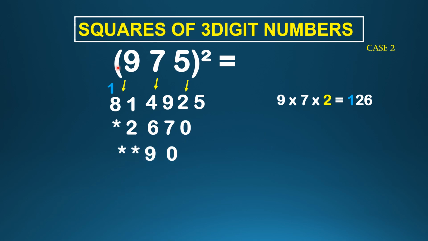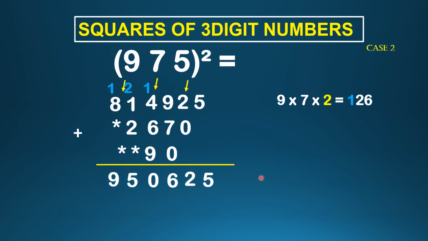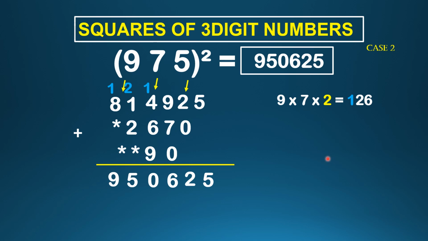Next step, multiply 9 into 5. 9 5s are 45, 45 2s are 90. Leaving the first two digits, write it as 90. Add it. 5, 2, 9 plus 7, it is 16. Next 6 plus 4, 10, 10 plus 1, 11, 11 plus 9, it is 20. 2 plus 2, 4 plus 1 is 5 and 8 plus 1 is 9. So 975 square is 950625. By practice, this method, it becomes very easy for you all to find the squares of 3-digit numbers.